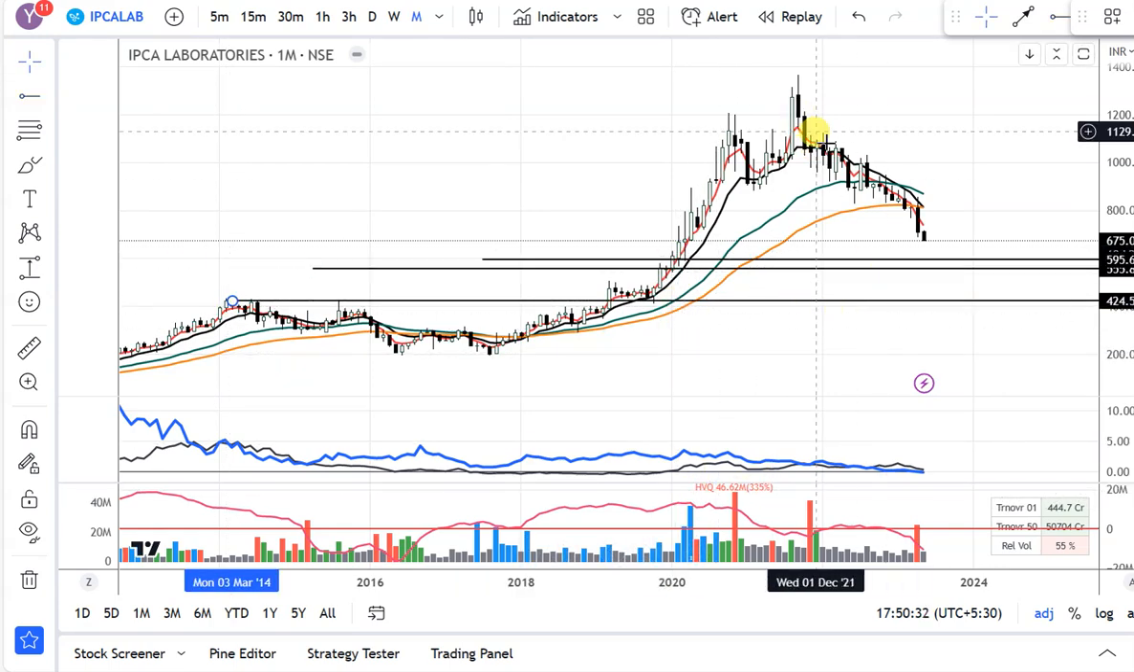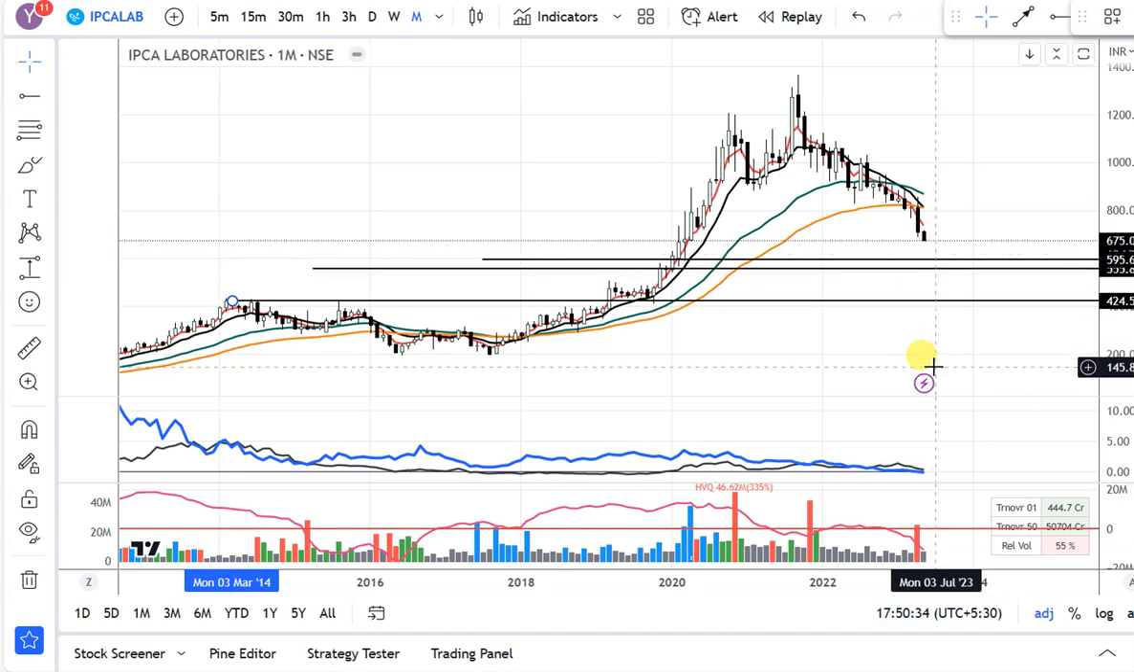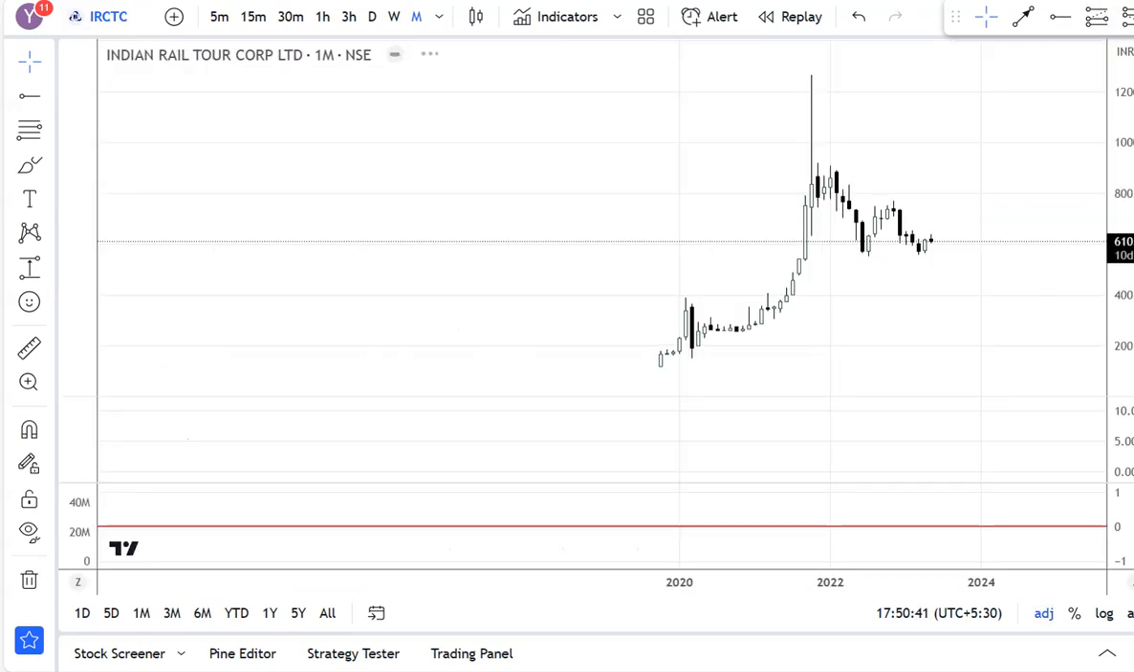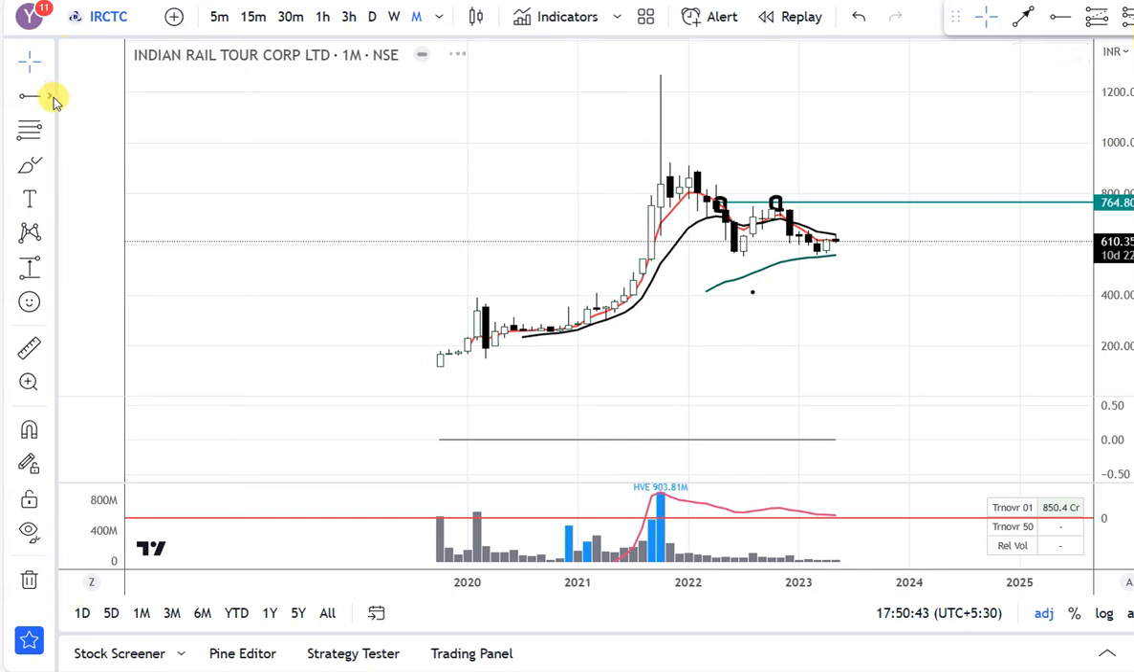IRCTC is doing nothing right now, so there is no point in discussing. On the higher time frame, it is again making higher lows. We have a double bottom created, so let the breakout come.